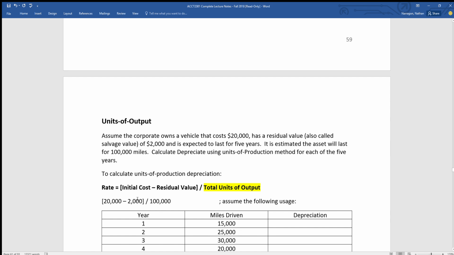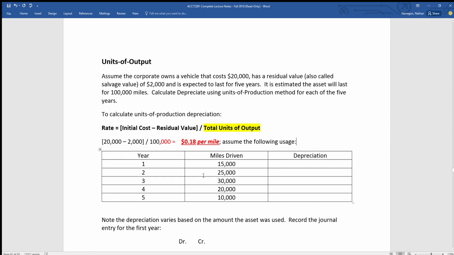But for our example, we take the 20,000 minus the 2,000 in salvage value, which is 18,000, and we divide it by 100,000 miles. For our sakes, this is going to equal out to about 18 cents per mile, which is not bad for a vehicle when we think about it. This is about the amount of depreciation we actually get to have. Again, this is only going to last for 5 years.